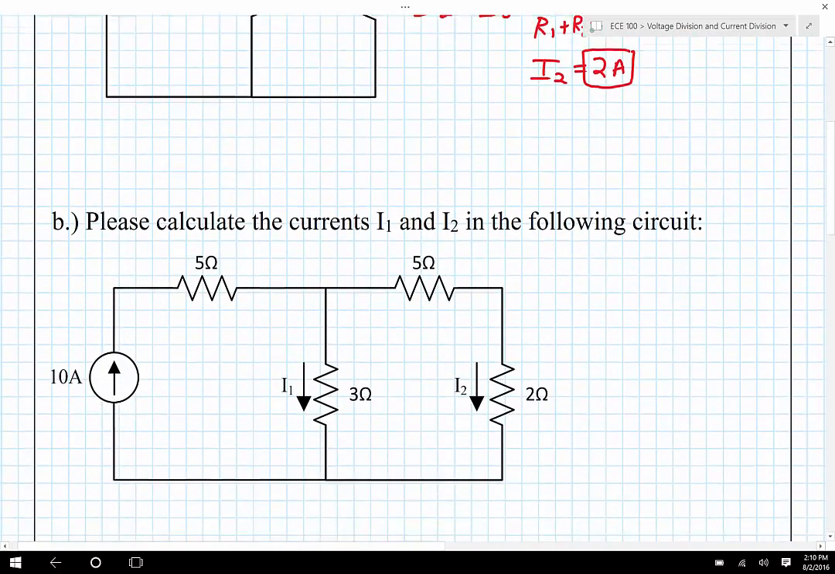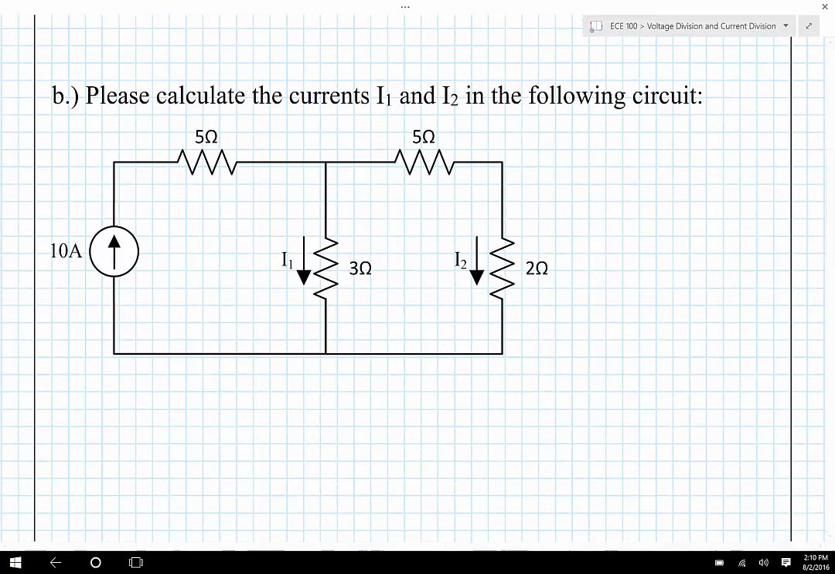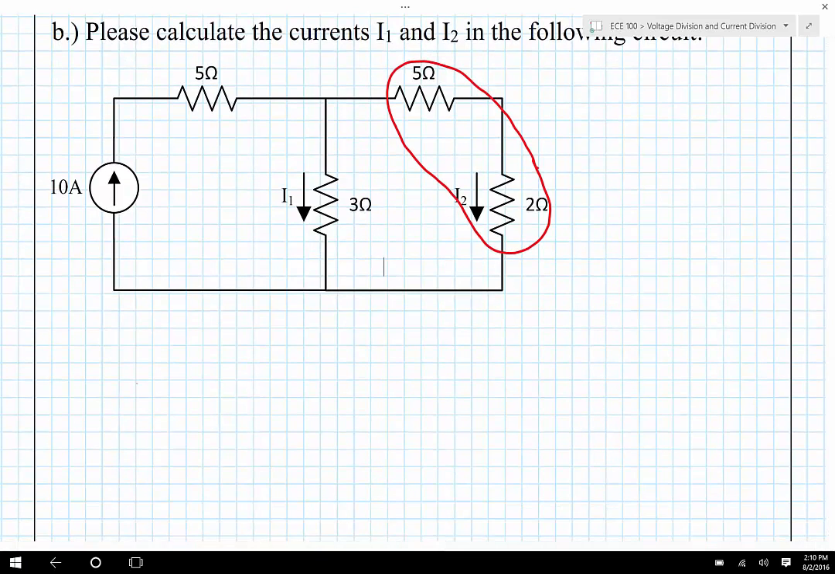Let's tackle a slightly more difficult problem. Here you can see that it seems that this problem would be more difficult. In reality, it's not that much worse. Let me just redraw the circuit first of all by combining the 5 ohm and the 2 ohms. I don't know that I strictly absolutely have to, but I want to get into the good habit of redrawing the circuit frequently.